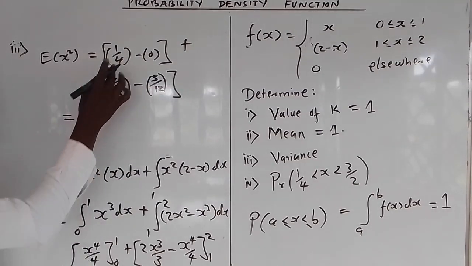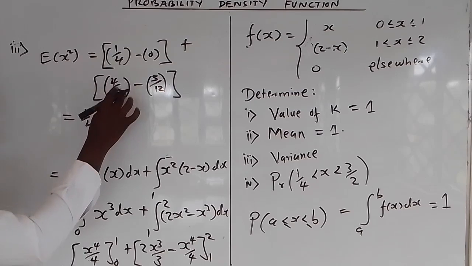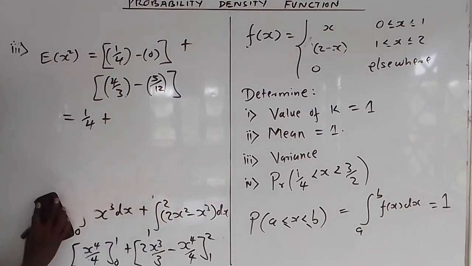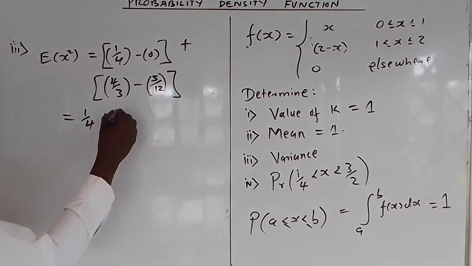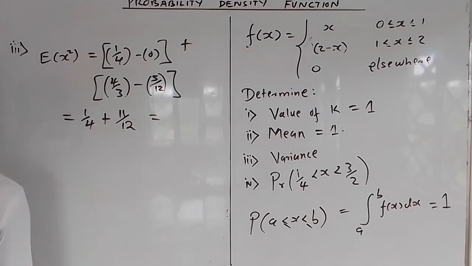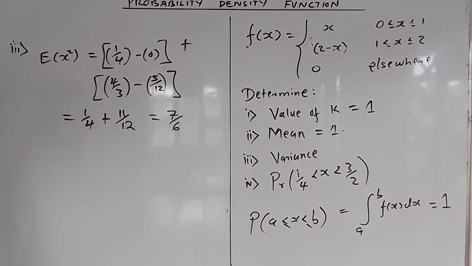So can you now give me the value? 1 over 4 minus 0 is 1 over 4. Plus 4 over 3 minus 5 over 12, which is 11 over 12. So if you add the two, what do you get? 7 over 6. So that is the expected value of x squared.